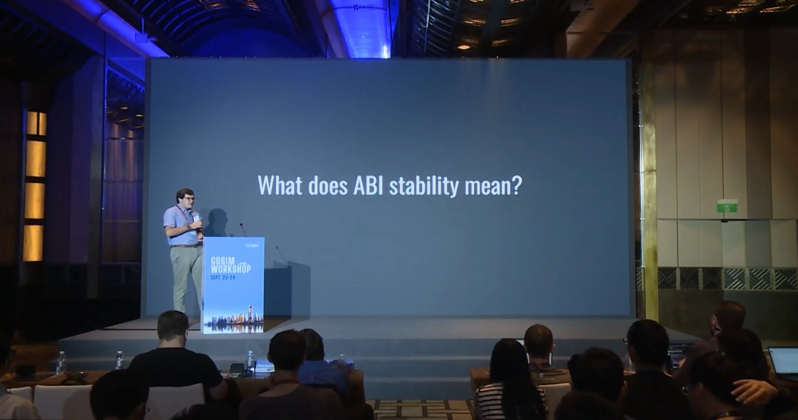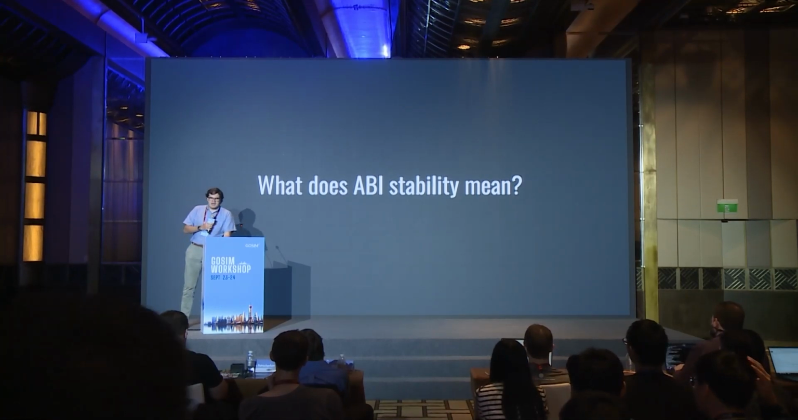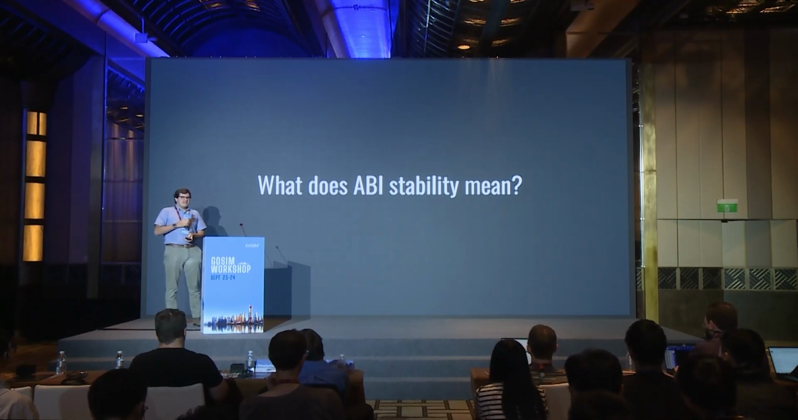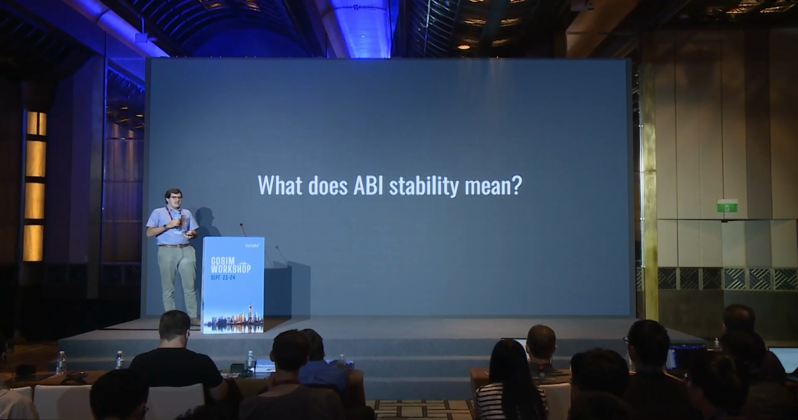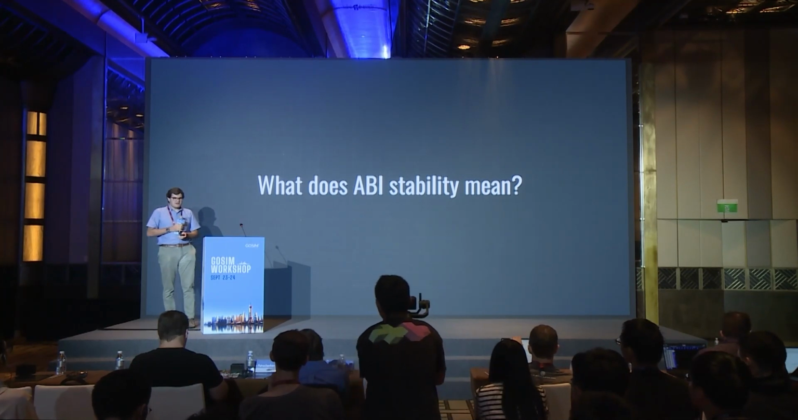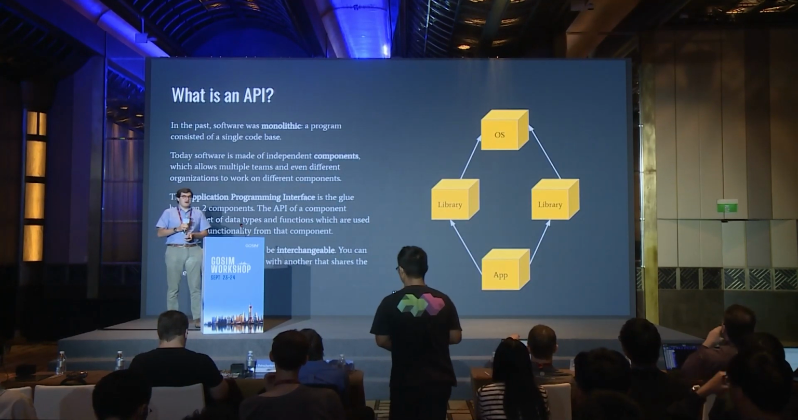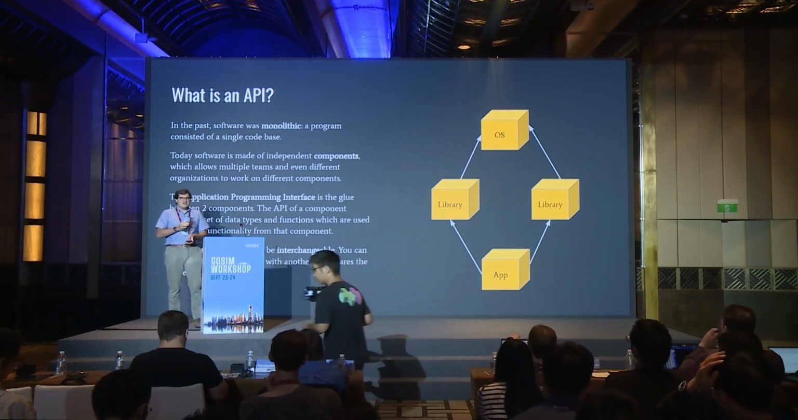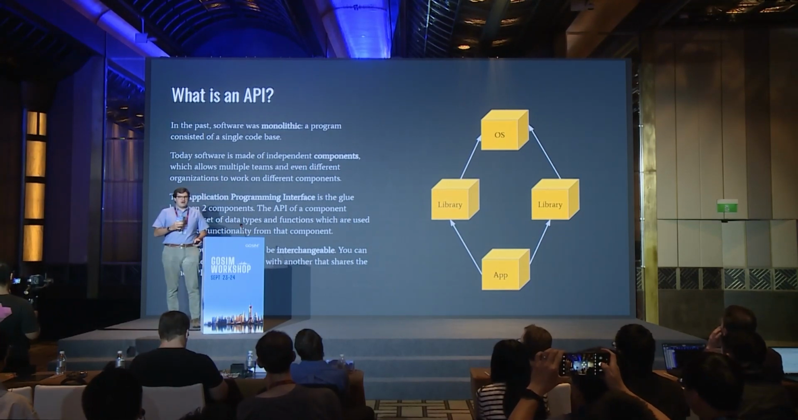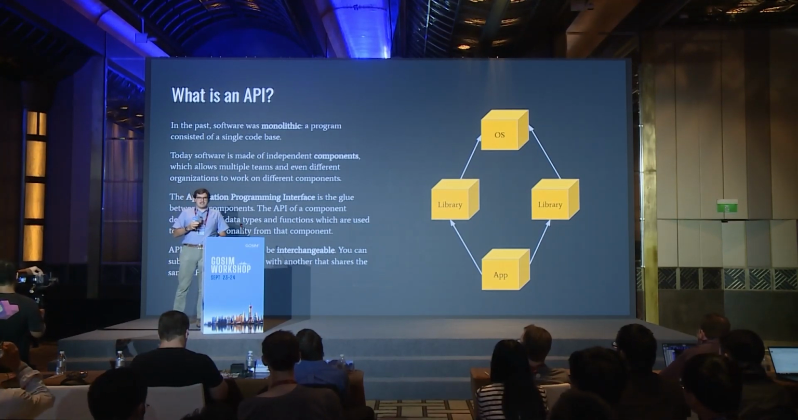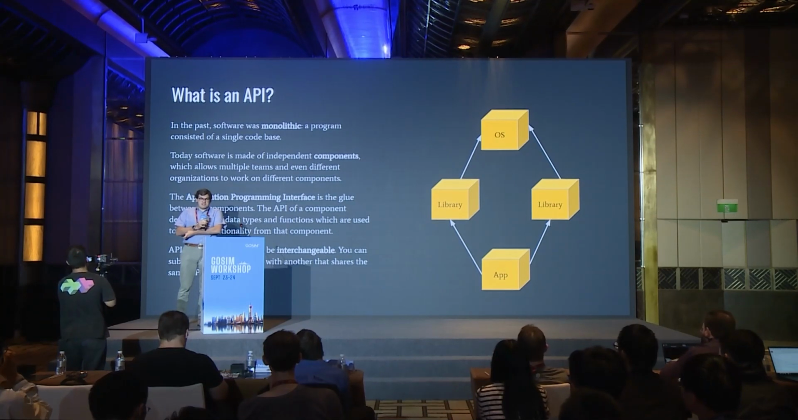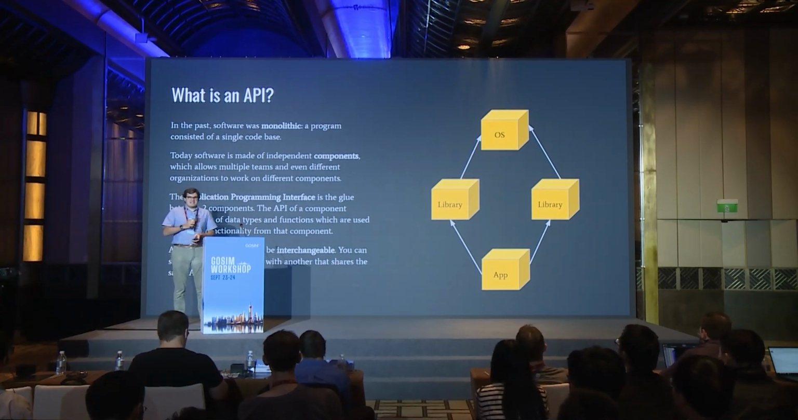So the topic of this talk is a stable ABI for Rust. But first of all, we must answer the question, what is an ABI? What does it mean? And why is it important that it is stable? Before we talk about ABIs, we need to talk about APIs. In the good old days, you could build an entire piece of software out of a single code base with a single team working on it and having access to all the code. This was a long time ago, and these days, this simply doesn't scale.